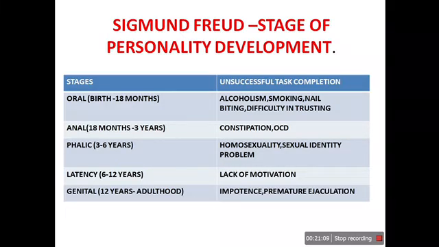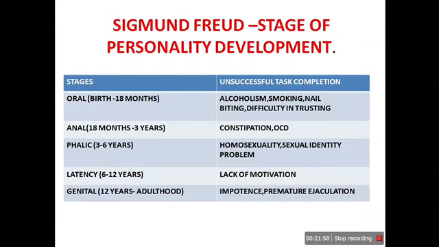The third one is the phallic stage. The phallic stage starts from 3 to 6 years. In this stage, the baby learns sexual identity. The baby knows gender identity, who is male and who is female, and becomes aware of the genital areas as the source of pleasure. He knows that the male and the female are different. They have different genital areas. So these are the phallic stage. If any problems happen in this phallic stage, then in future the person may become homosexual or have sexual identity problems.